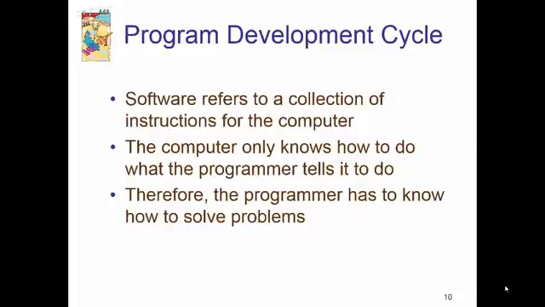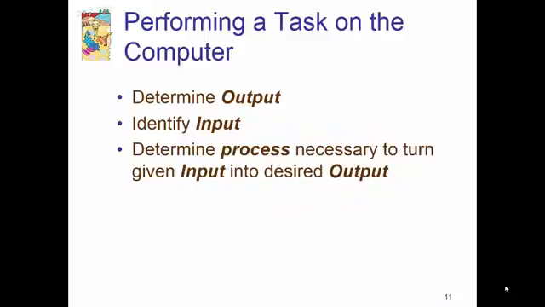When we talk about our program development lifestyle, we talk about software referring to a collection of instructions for the computer, and the computer only knows how to do what the programmer tells it to do. Therefore, the computer programmer has to know how to solve the problem themselves before they can tell the computer how to do it. Computers can't solve problems that the user hasn't already solved. So in order to get the computer to perform a task, we need to first determine what we want for output, identify anything that we need for the input, and determine the process necessary to turn the input into the output.